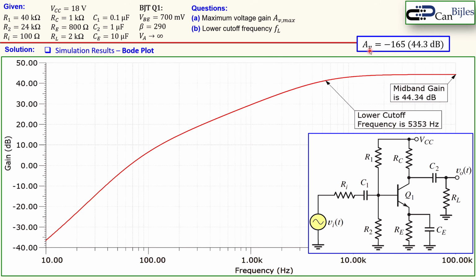Now we have calculated our mid-band gain, or our maximum gain, which is minus 165, and in dB is 44.3 dB. We see here 44.3 dB, so this is a very nice result. The lower cutoff frequency we have calculated was 5,505 Hz, so almost 5.5 kHz. We see here 5.35 kHz, so small error.